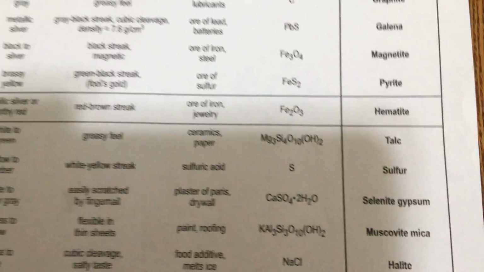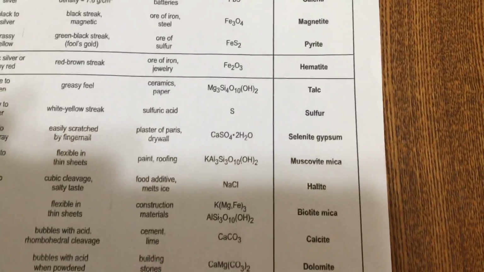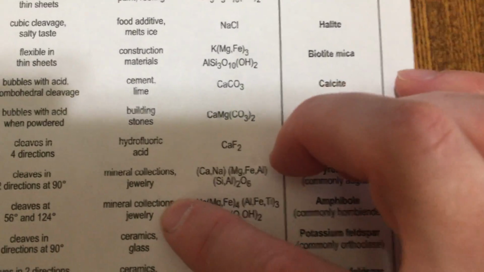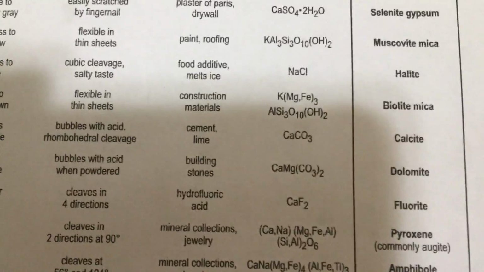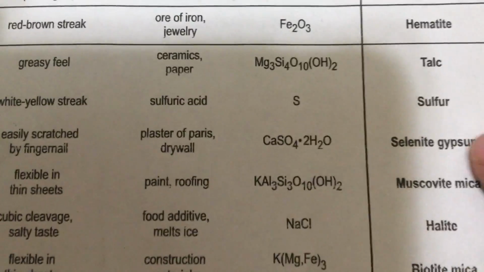Talc, ceramics, and paper. Amphibole, mineral collections, and jewelry. I'm not sure I'm liking this one either. Down to choice 4. Let's see.